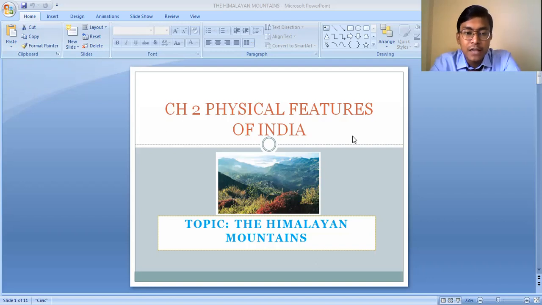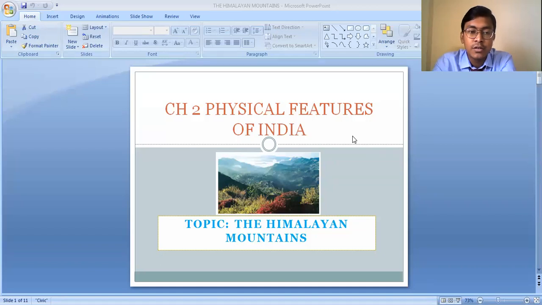As we move from the north to the south or from the west to the east, we come across different relief features, or different physiographic divisions of our country. For example, moving from the north to the south, first we come in contact with the Himalayan mountains, then the northern plains, then the peninsular plateau, and on the eastern side we have the eastern coastal plain.